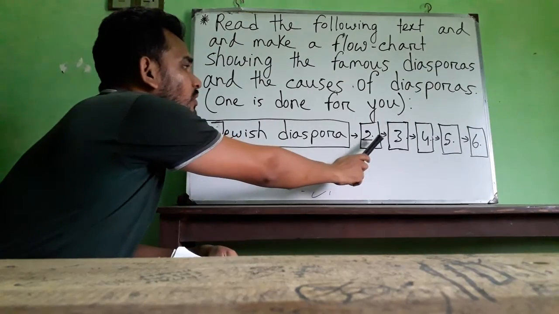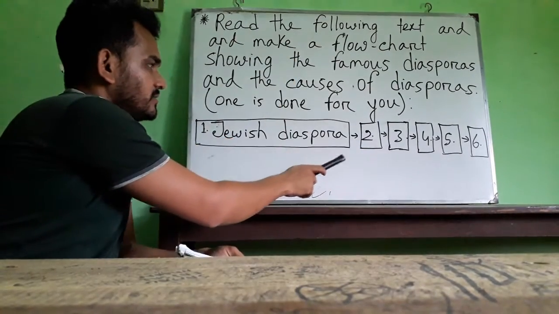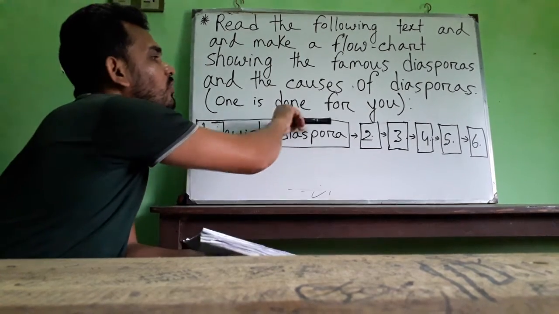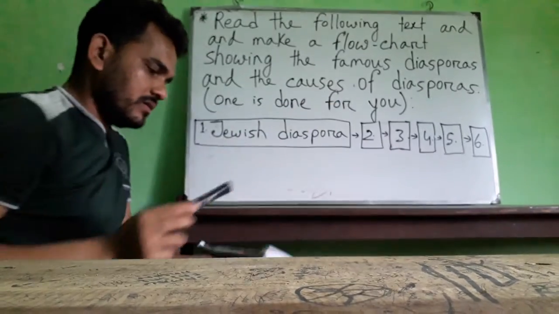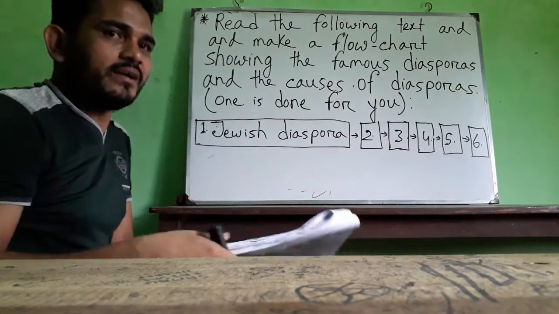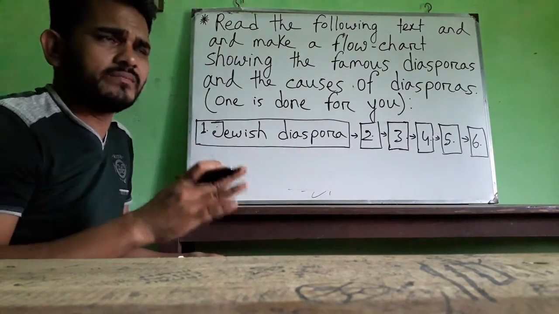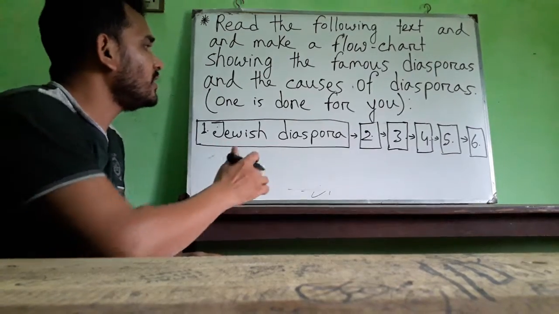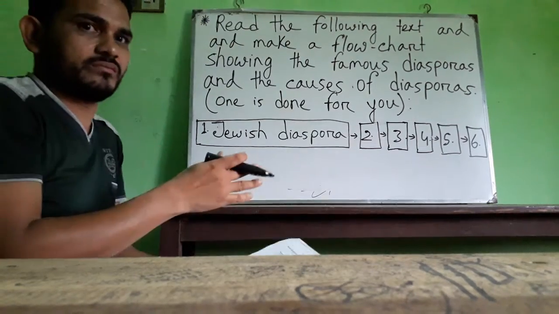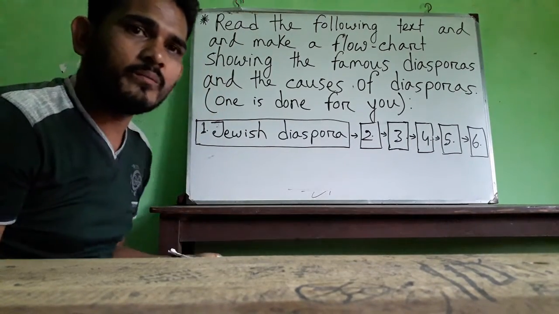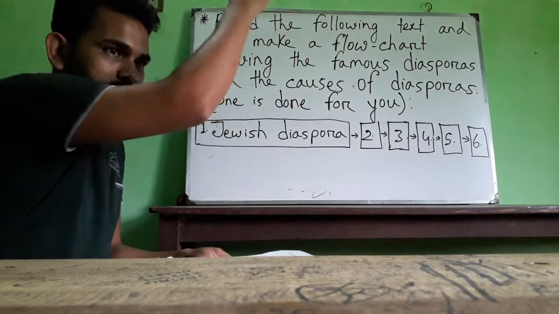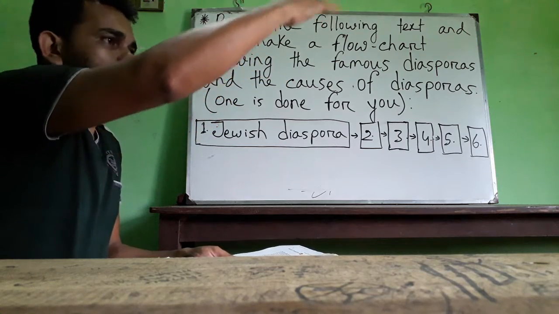That means you will not take any box below. You will have to go forward. If you need, you will make the box large, long, from up to down.